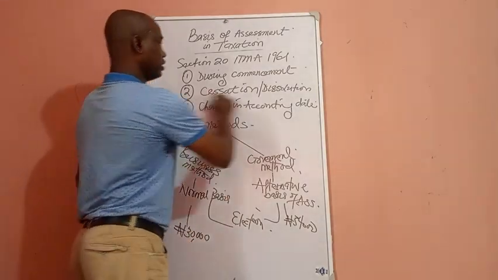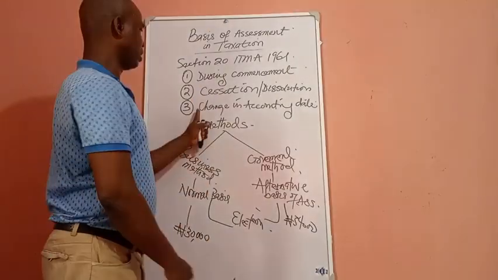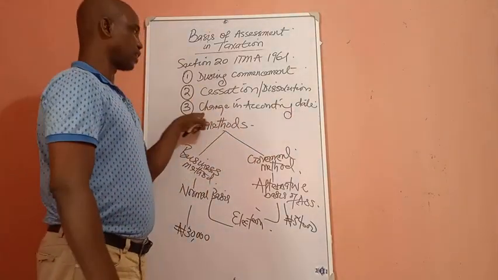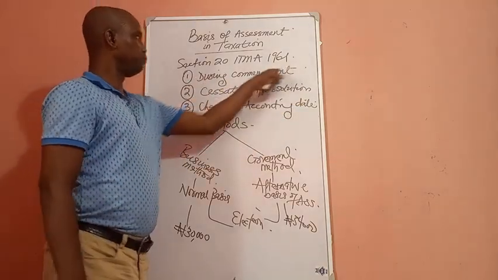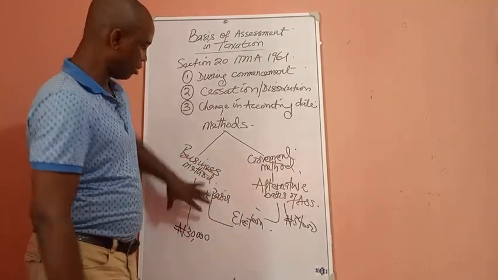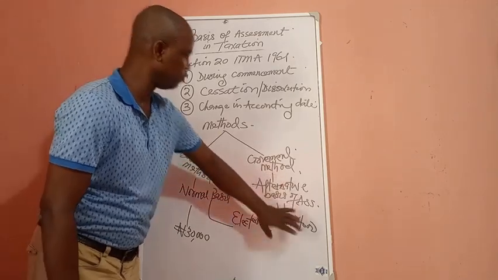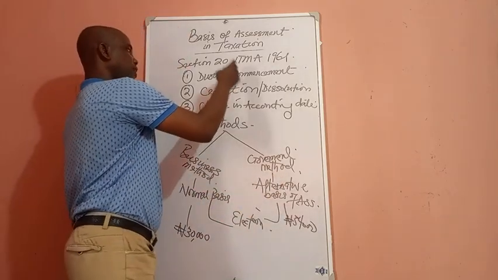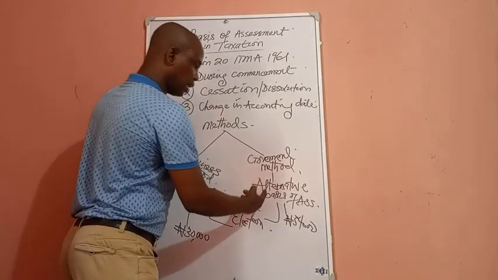Then, under cessation, the tax authority will choose. The business will not choose there. Under the change in accounting date, the tax authority will as well choose. So this is the only place that the business owner will be allowed to choose. Now I'm going to still teach you how to make calculations under normal basis and how to make calculations under alternative basis, because commencement, cessation, and change in accounting date, all of them have normal and alternative basis.